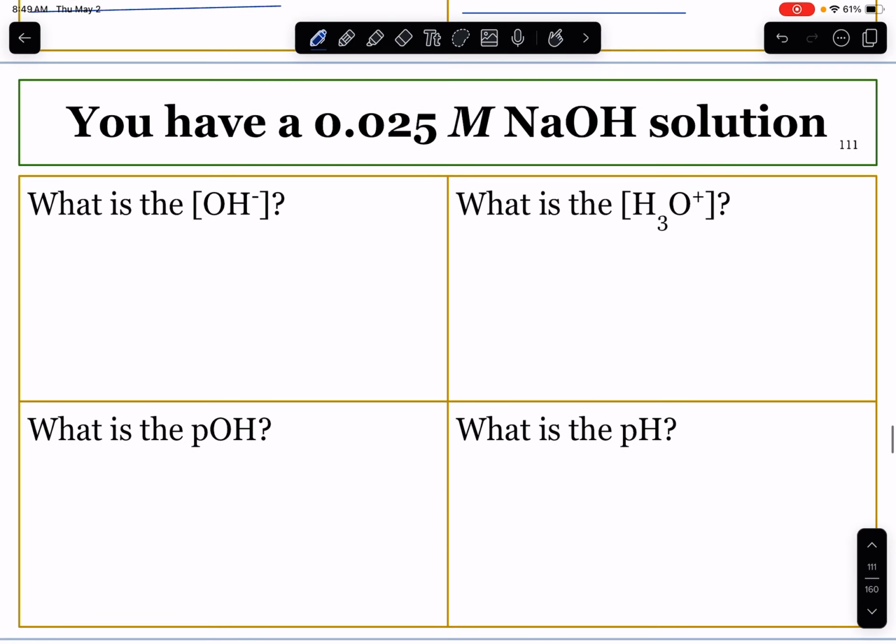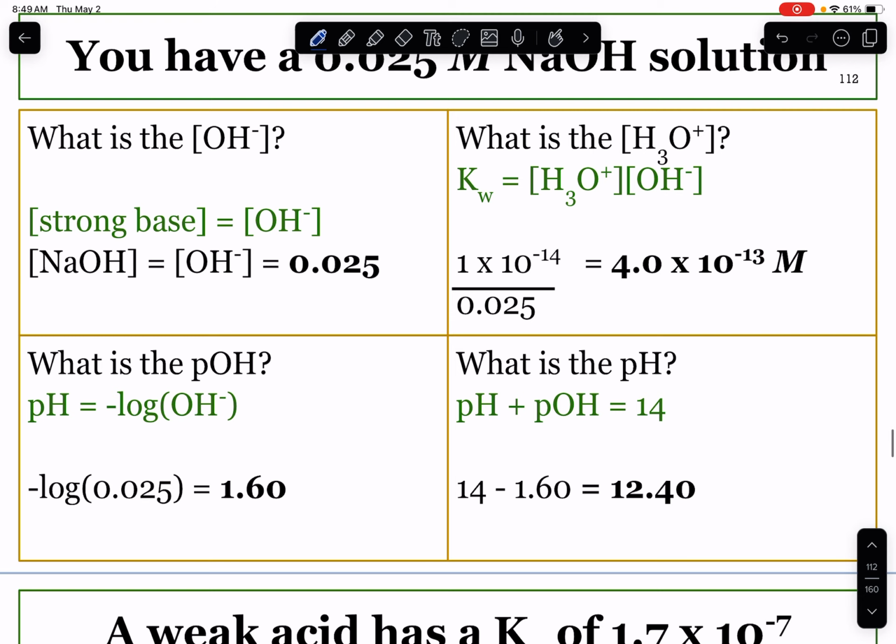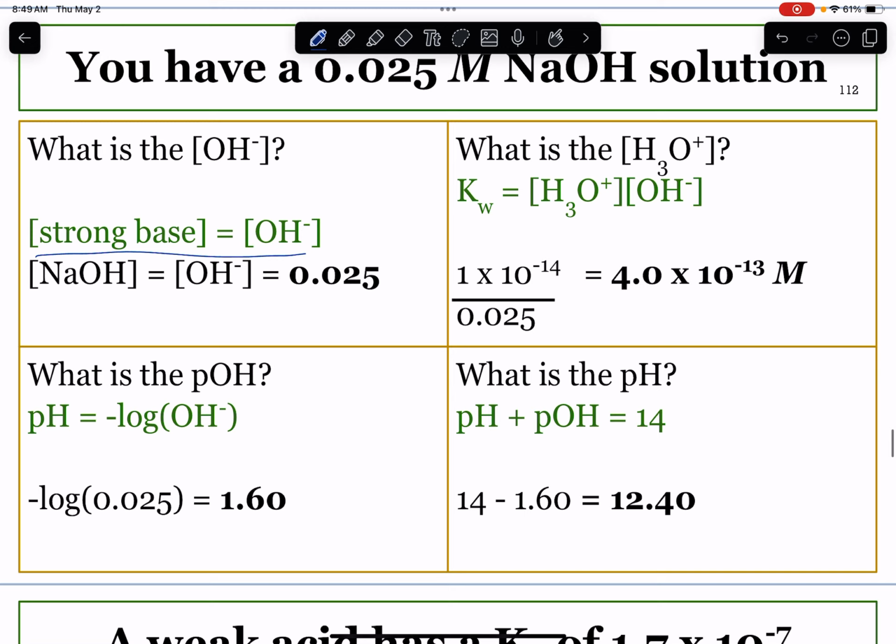Try this again, but now you have 0.025 molarity NaOH. And here are all the answers. NaOH is a strong base, therefore the strong base concentration is equal to the hydroxide ion concentration.